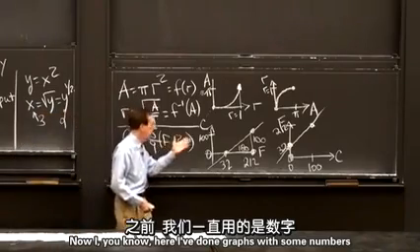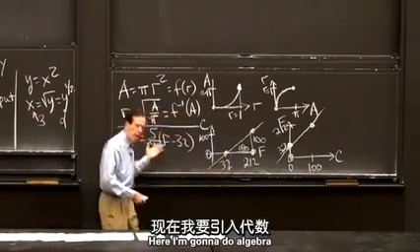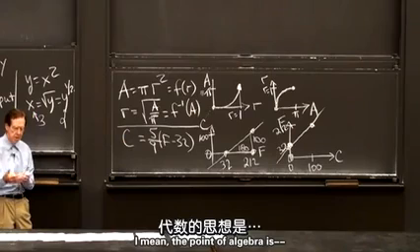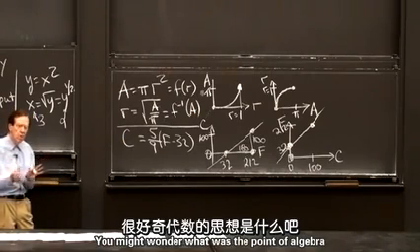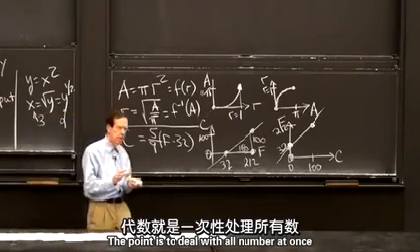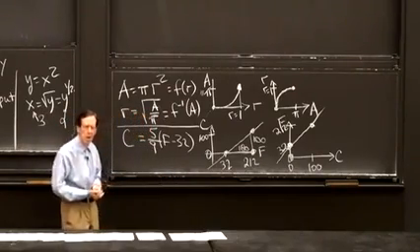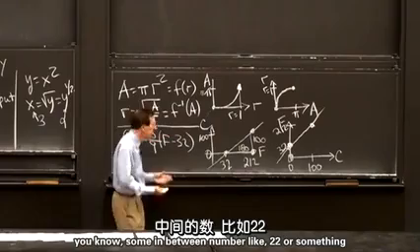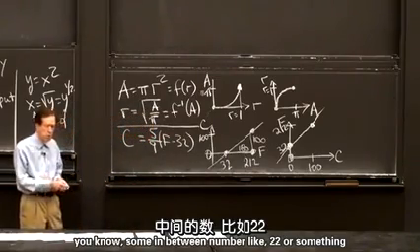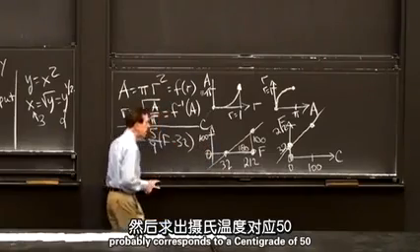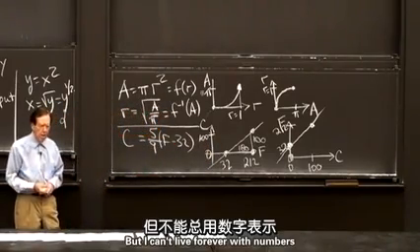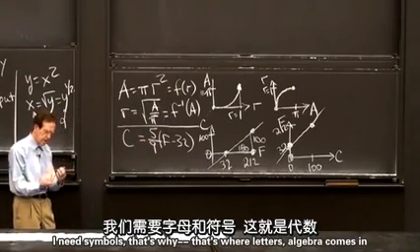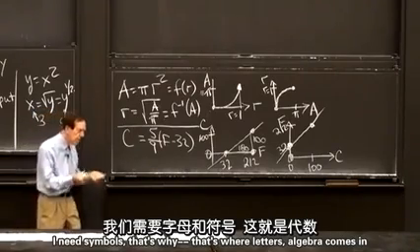Here I've done graphs with some numbers. Here I'm going to do algebra. You may have wondered, what was the point of algebra? The point is to deal with all numbers at once. I could write down some in-between number like 122 or something, probably corresponding to a centigrade of 50. But I can't live forever with numbers, I need symbols. That's where letters, algebra, comes in.